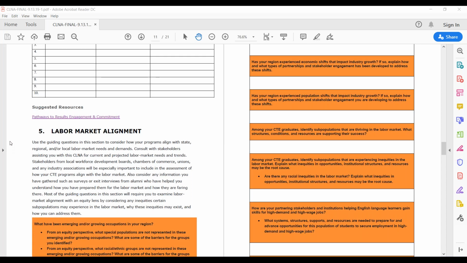But for this first go round, again, are there racial inequities in the labor market that our graduates are experiencing? That's something I'm probably not going to know in time to give a solid, data-based answer from our own graduates.